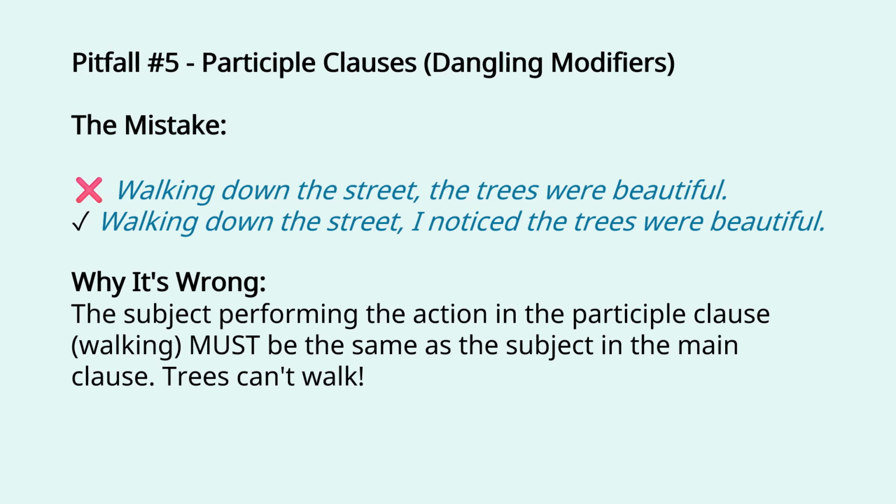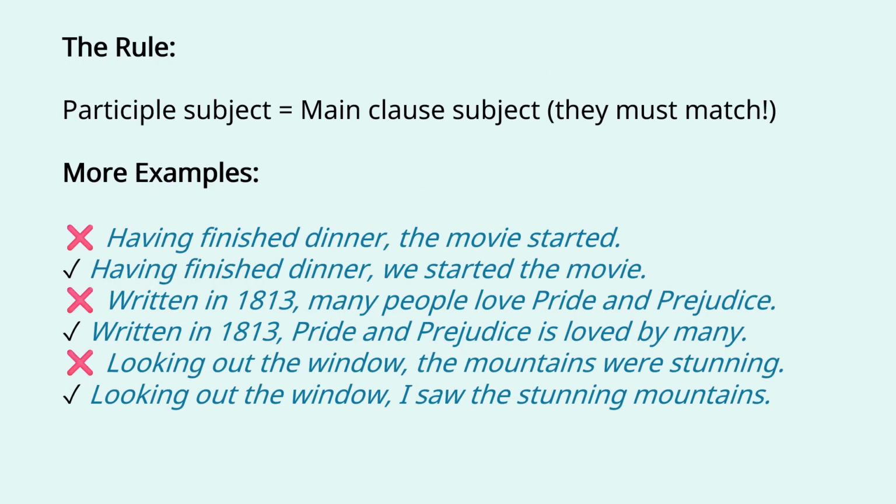Why it's wrong: the subject performing the action in the participle clause, walking, must be the same as the subject in the main clause. Trees can't walk. The rule: participle subject equals main clause subject. They must match.